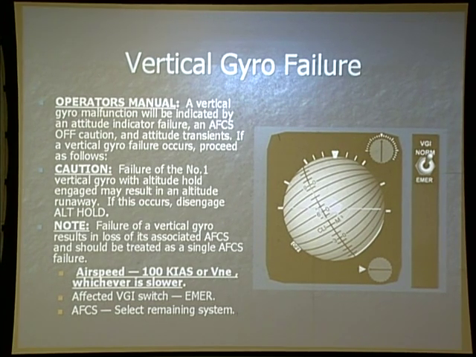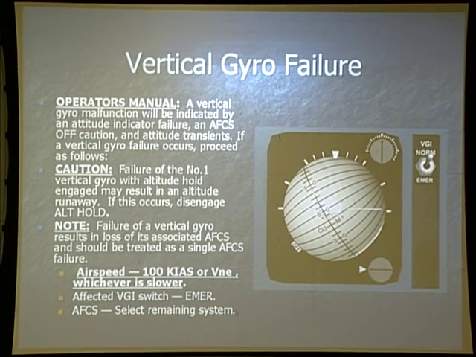On altitude transitions, transients, if a vertical gyro failure occurs, it produces the following. Caution: a failure of the number one vertical gyro with altitude hold engaged may result in an altitude runaway. If this occurs, disengage altitude hold. Did we already cover that note once? Okay. Note: a failure of a vertical gyro results in the loss of its associated AFCS and should be treated as a single AFCS failure.